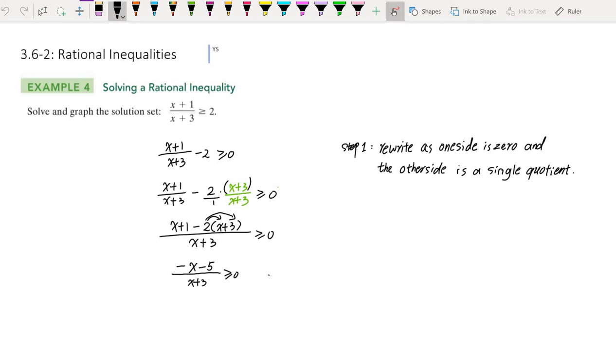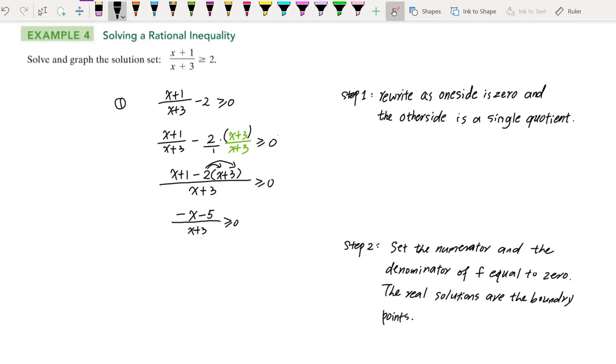Then we're going to move on to step 2. In step 2, we set the numerator and the denominator of f equal to 0. The real solutions are the boundary points. So we set the numerator to 0 and solve it. This is going to give us x equal to negative 5. And then we also set the denominator to 0. This is going to give us x equal to negative 3. So those points are my boundary points.